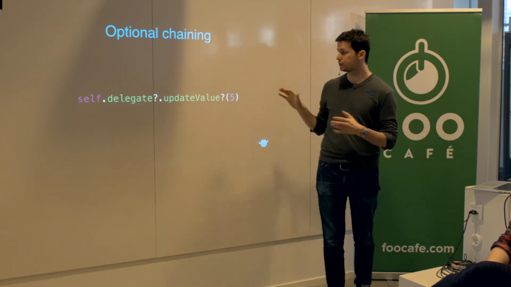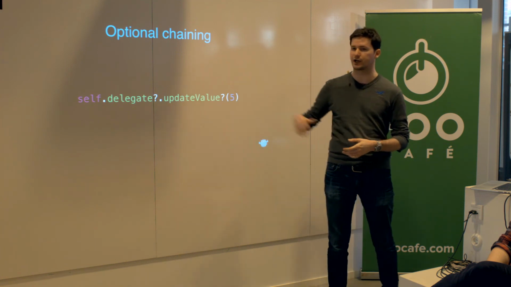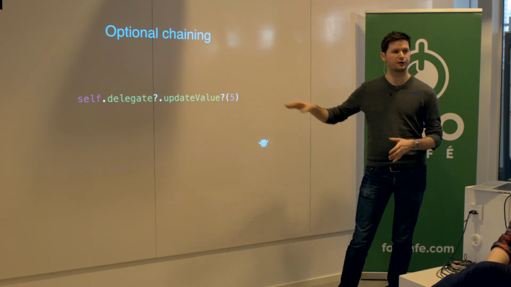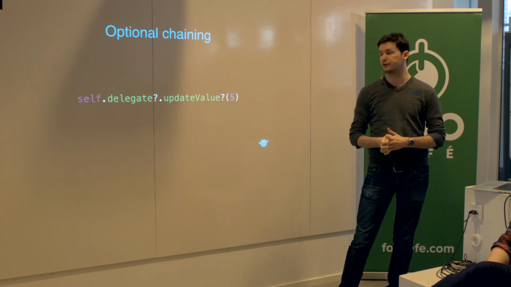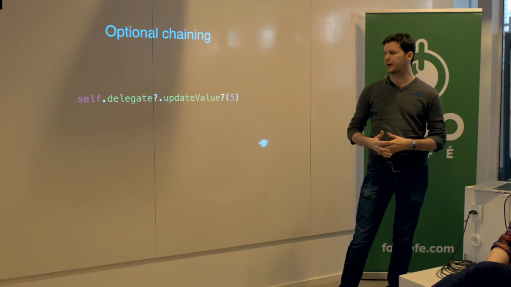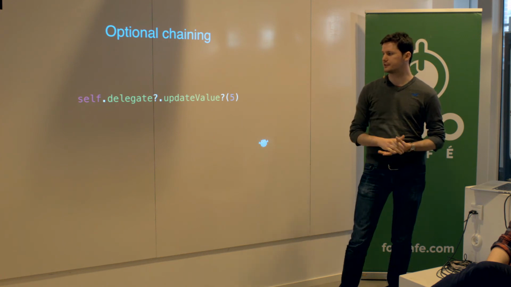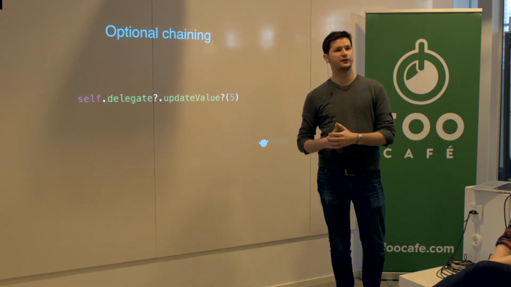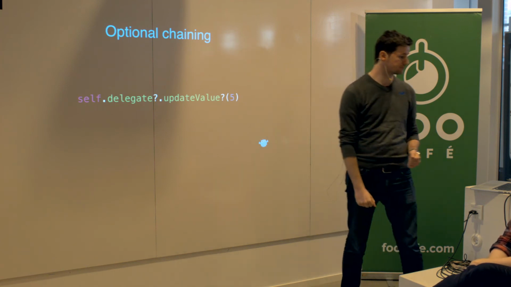It becomes so clear instead of having if statements to check if the delegate is set. Even if we're using the new if-let syntax to do that, this becomes much clearer. And then we don't have to use reflection to detect whether the delegate implements this method or not. We can just put a question mark at the end, and if it does, it'll get evaluated.